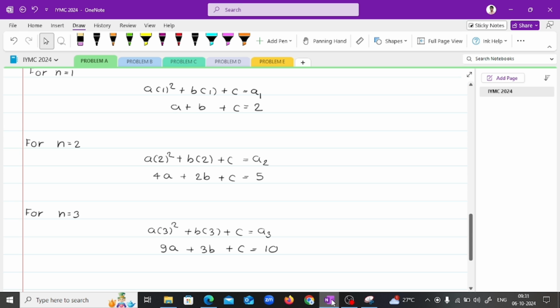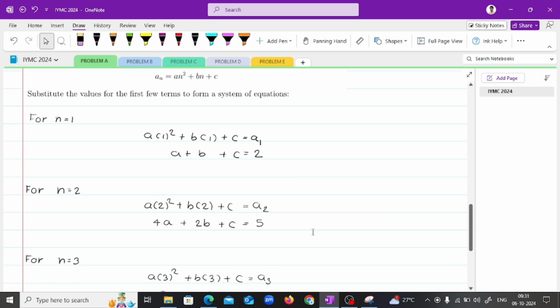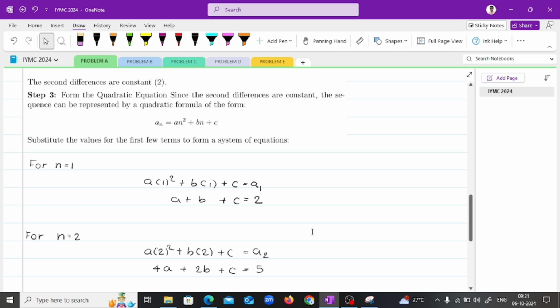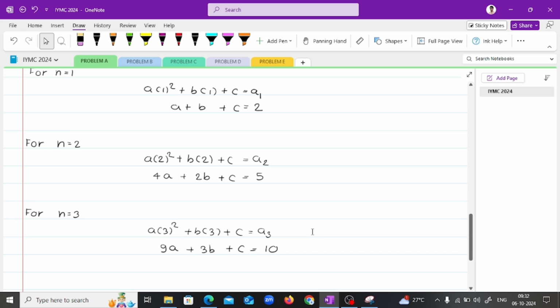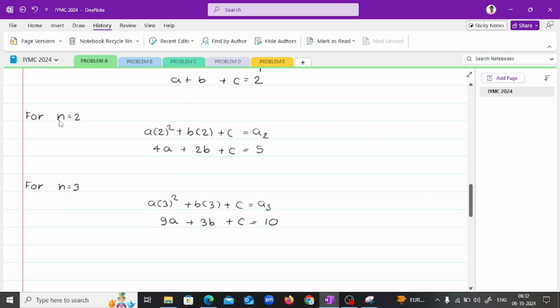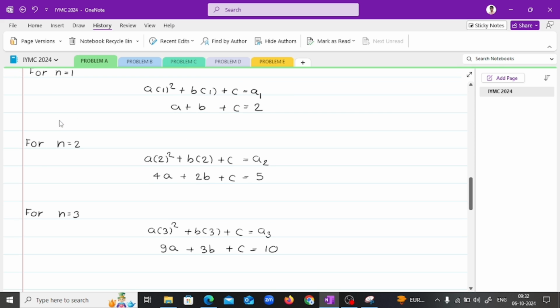Okay. So when we substitute n is equal to 1, n is equal to 2 and n is equal to 3 in the equation an square plus bn plus c, we got three equations. For n is equal to 1 we got a plus b plus c is equal to 2. For n is equal to 2 we got 4a plus 2b plus c is equal to 5, and for n is equal to 3 we got 9a plus 3b plus c is equal to 10. So we will collect these equations and give numbers 1, 2 and 3, which will be our next step, that is step number 4.